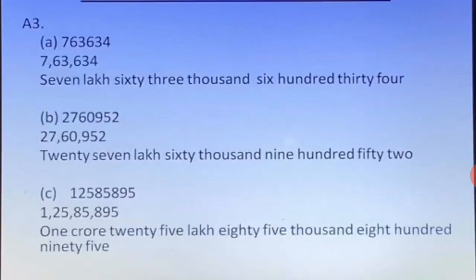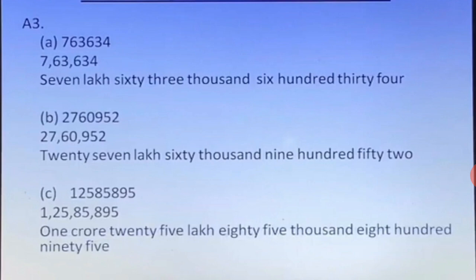Question number 3. Write number names. Now there are 3 parts and we have to write the number names, which means we have to write them in words. So before writing in words, we will put the commas so that it is easy to write in words. So we have put the comma first after 3, then 2.